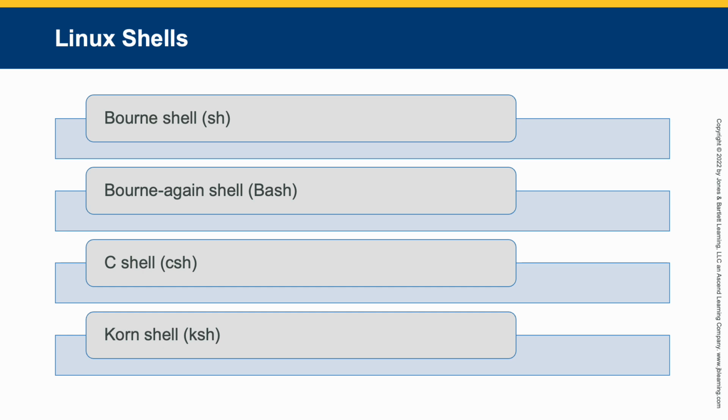The Korn shell, often abbreviated as KSH, is a powerful and versatile command line interpreter developed by David Korn at Bell Labs in the early 1980s. It was designed to combine the best features of both the Bourne shell, SH, and C shell, CSH, offering a robust and efficient environment for both interactive use and scripting. KSH introduced several advanced features such as enhanced job control, command line editing, and improved scripting capabilities, making it a favorite among system administrators and developers.